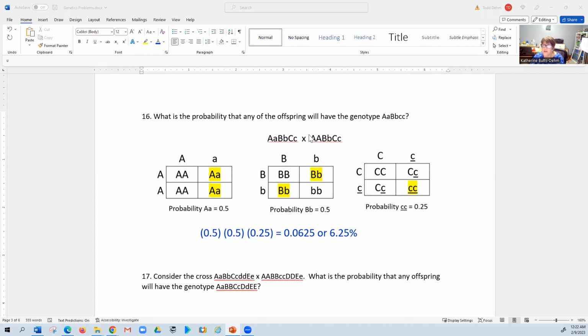And then for the B's, we are going to hets, and then the probability of a het would be 0.5. And then for the C's, we have heterozygous ones here, and you get one homozygous recessive. So that probability is 0.25. So 0.5 times 0.5 times 0.25 is 0.0625 or 6.25%.